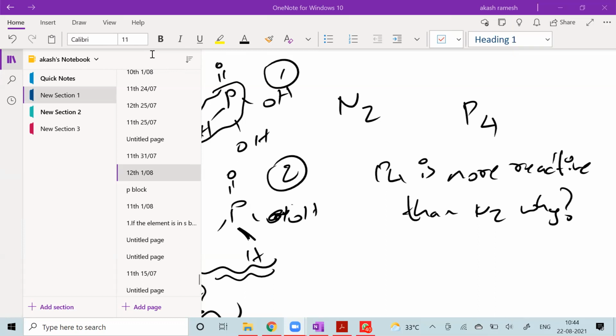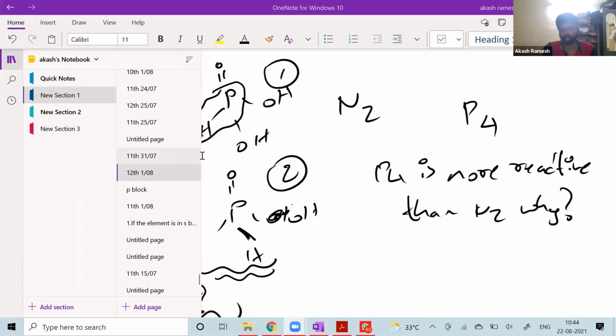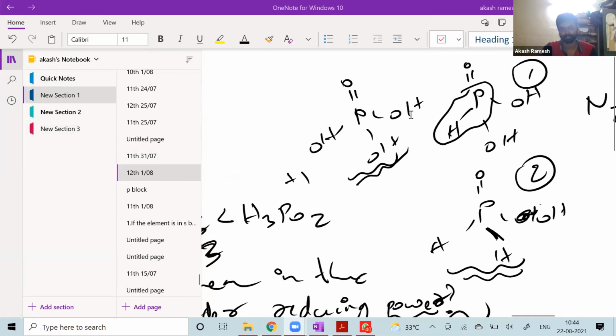Sir, is it because P4 is at the lower part of the group? P4 is phosphorus, at the bottom of the group, no, sir. So when you go down the group, reactivity increases. Not like that. So is it the answer? No, it's not the answer.